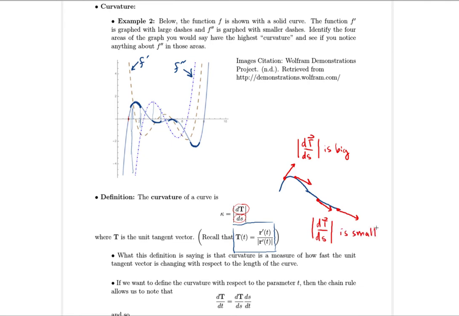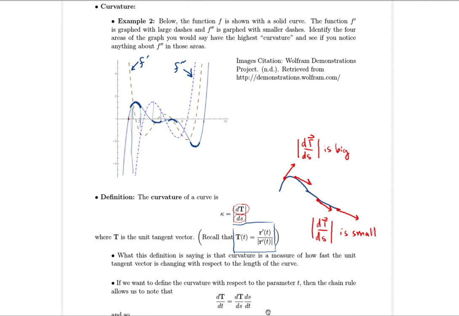So you can see that this definition makes some sense, right? That high curvature is going to cause a big value in this quantity, and small curvature is going to cause a smaller value, because remember, this is saying how does the unit tangent change as the arc length changes. Now here's the only problem with this. Most of the time when we're given a vector function, we're given that vector function parameterized with t. So what I would rather do is be able to define curvature using t instead of s, using the parameter value t instead of arc length.